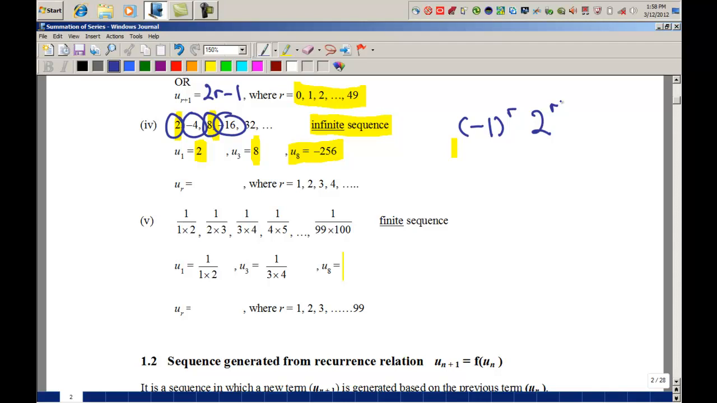Now, look at the sign. The sign of the odd term is always positive. Plus 2, plus 8, plus 32. It tells you that I should put a minus 1 or plus 1 here, because this will guarantee that the odd term is always positive and the even term is always negative. So the rth term, UR, can be written like this.